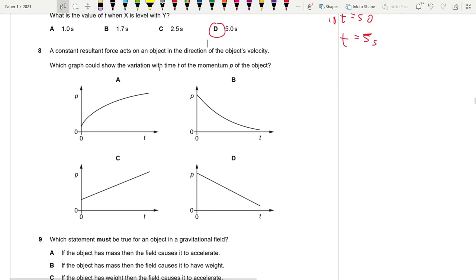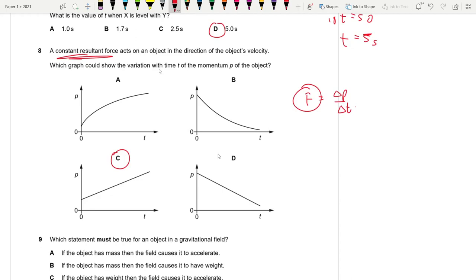Moving on to 8. A constant resultant force acts on an object in the direction of the object's velocity. Which graph could show the variation with time of the momentum of the ball? So hear me out, guys. According to the definition of force, force is the rate of change of momentum, right? So if the force is constant, and since force is the gradient of the momentum-time graph, then the gradient must also be constant. It must be a straight line. That's why the answer is C.